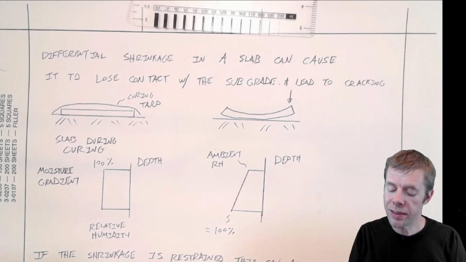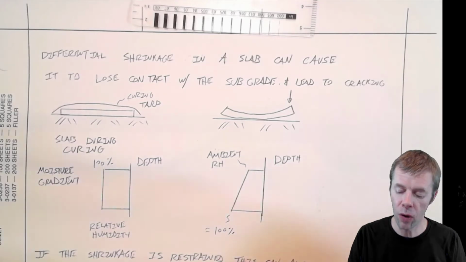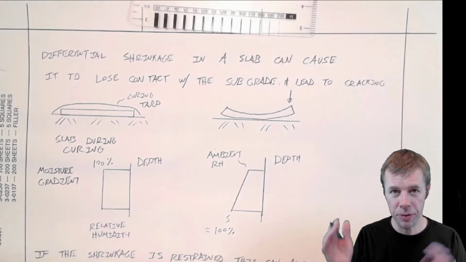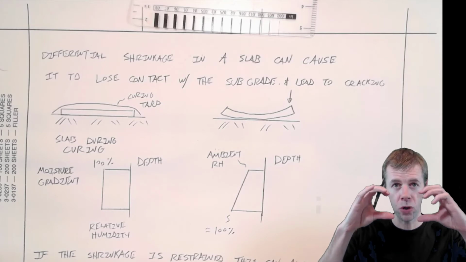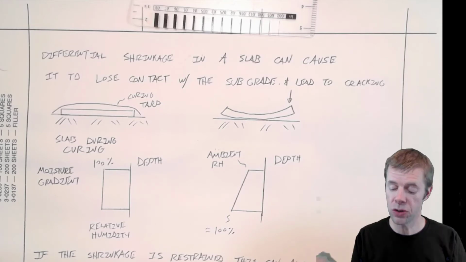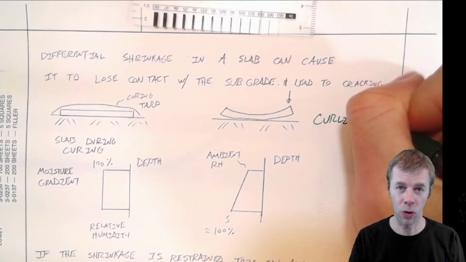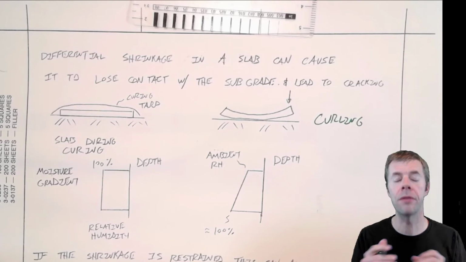But the dry stuff is going to want to shrink, and the wet stuff won't. There's actually going to be a strain profile that looks a lot like this. The top is going to want to shrink and the bottom won't, and it causes it to curl up. This is called curling. This is what most people call curling. Some people call it warping as well. Let's not worry about that.